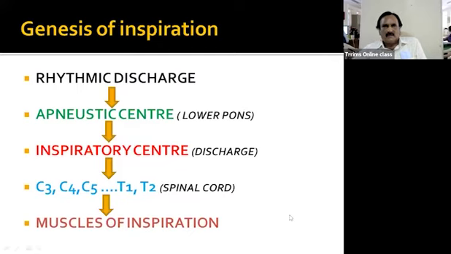So, in short, about the genesis of inspiration: rhythmic discharge, apneustic center stimulation, inspiratory discharge, and C3, C4, C5, and T1 and T2 of the spinal cord. All these stimulations will result in contraction of the muscles of inspiration.